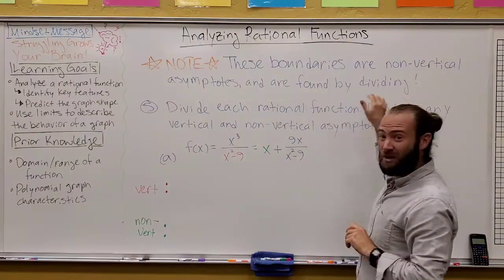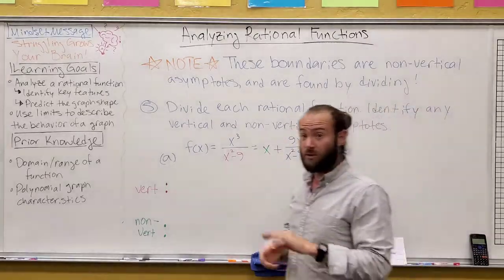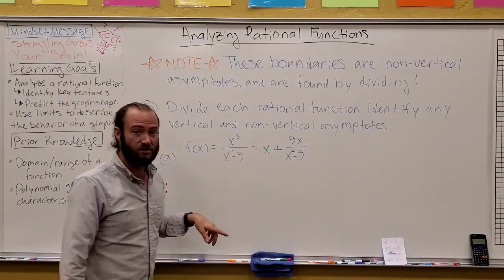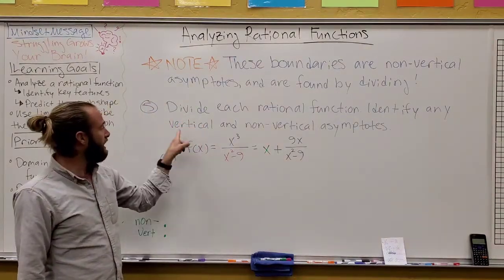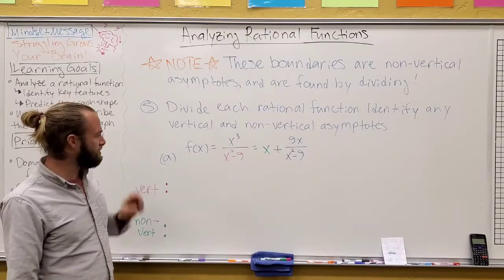And they're actually found by dividing. Let's take a look at an example. We're going to revisit the same functions we just saw. Divide each one, identify any vertical and non-vertical asymptotes. I'll do the division for you. Let's just look at each one.